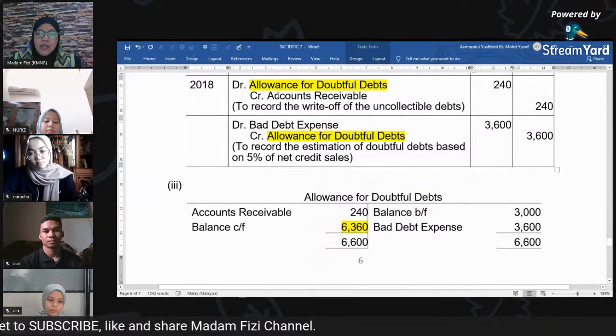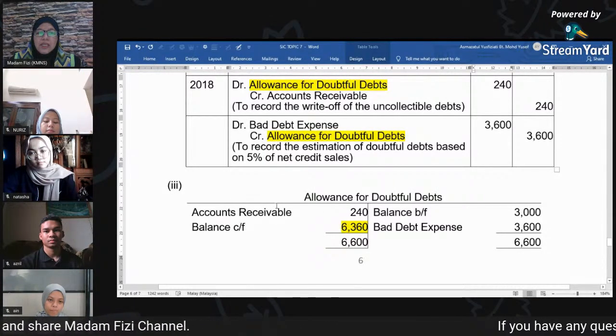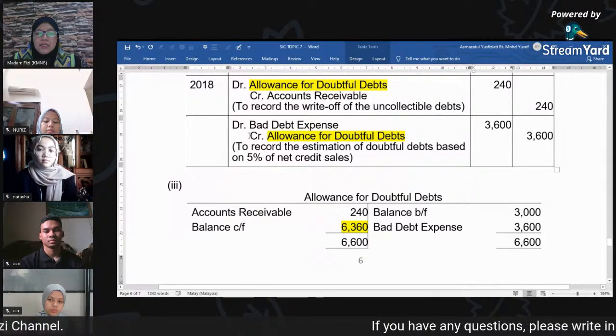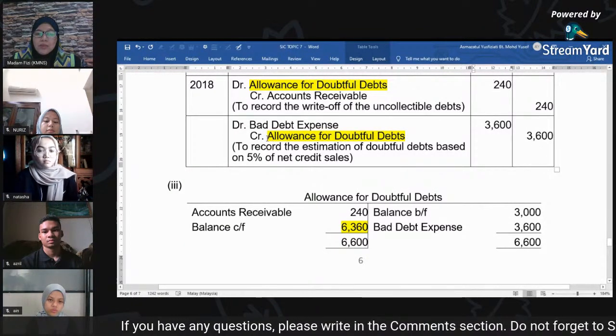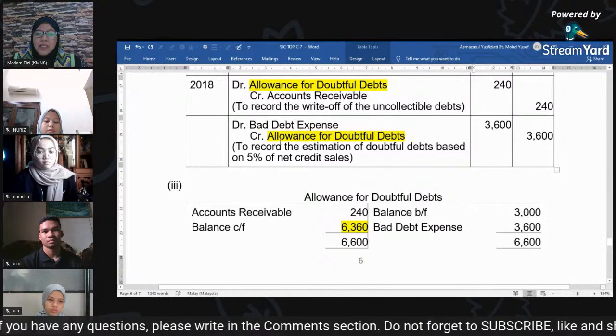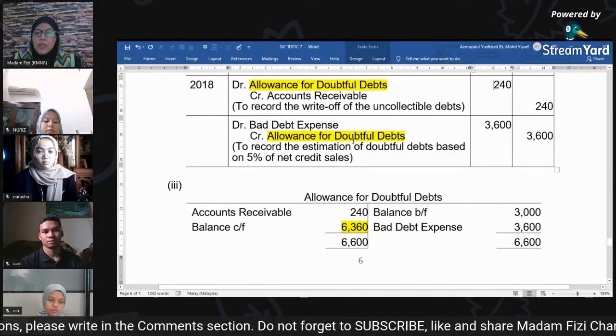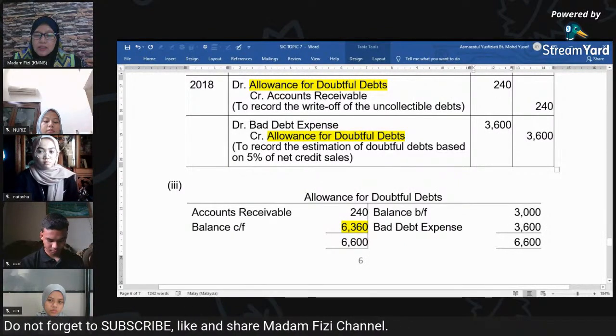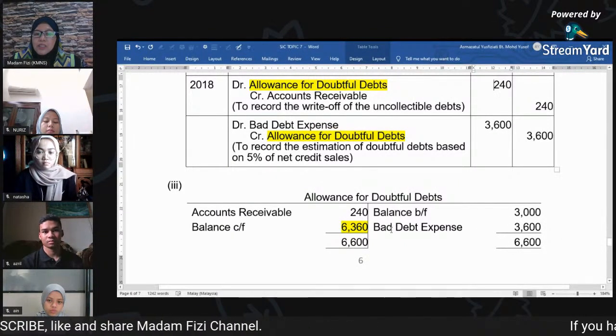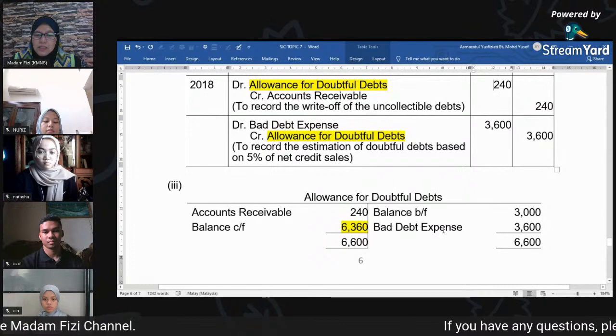That is accounts receivable. The other journal is debit bad debt, credit allowance for doubtful debt. So it affected AFDD at the credit side. So you write 3,600 at the credit side. So this is bad debt expenses.